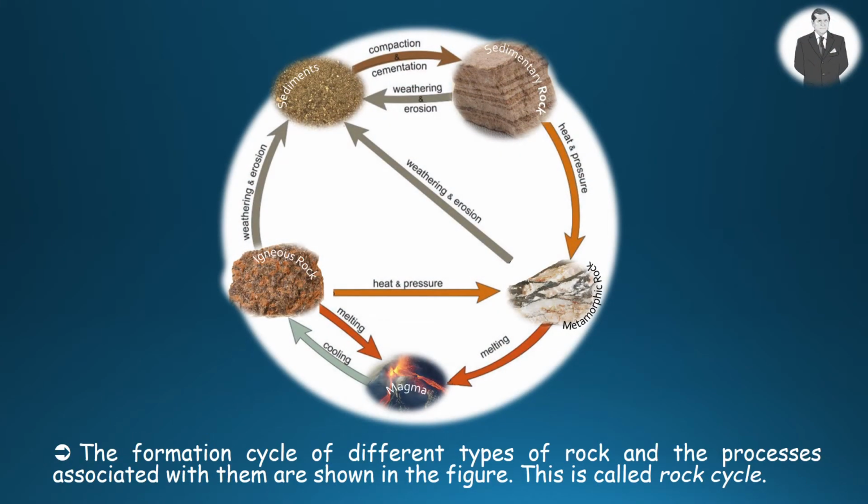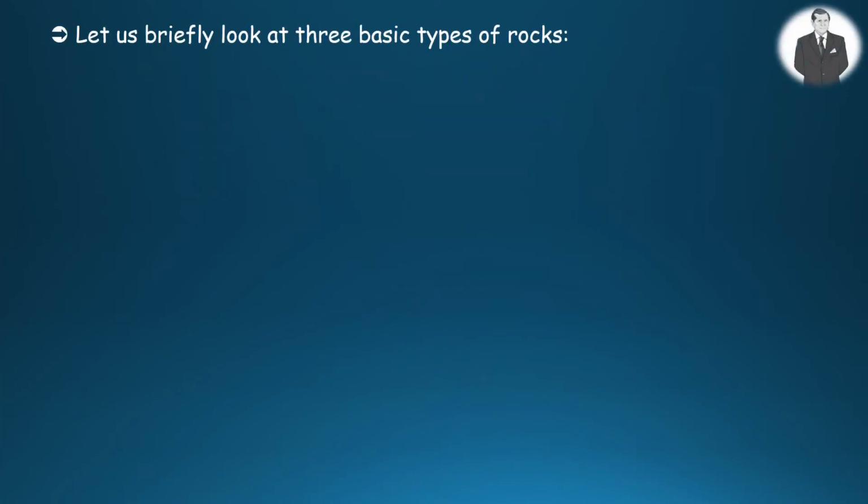In the figure here, you see the formation cycle of different types of rock and the processes related with them. This is called the rock cycle. Now, let us briefly look at three basic types of rocks.